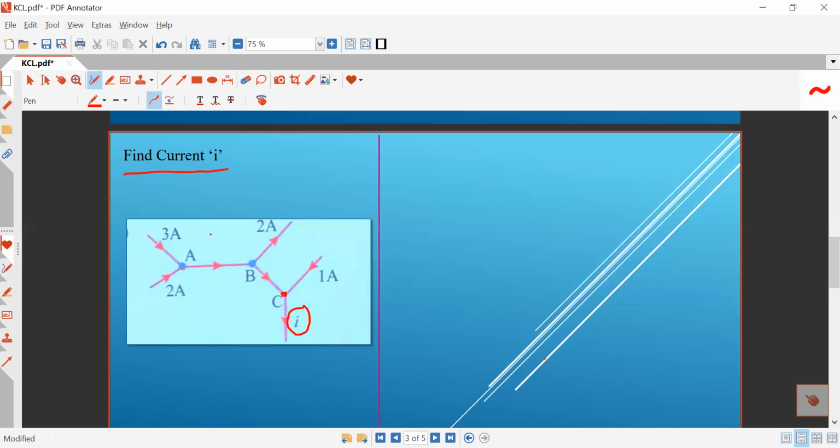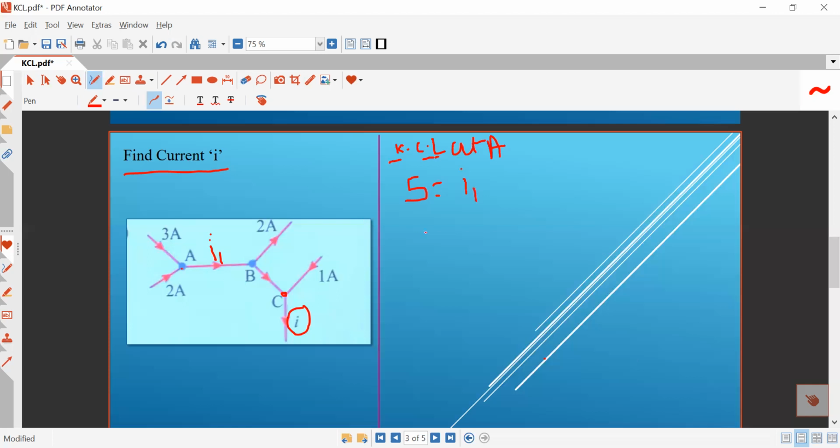Let us consider node A, and apply Kirchhoff current law at node A. KCL at A. KCL means Kirchhoff current law. So at node A, incoming current is 3 plus 2, 5 ampere. And let us assume this current is I1. So outgoing current from the point A is I1. And according to Kirchhoff current law, incoming current will be equal to outgoing current. So I1 will be 5 ampere.